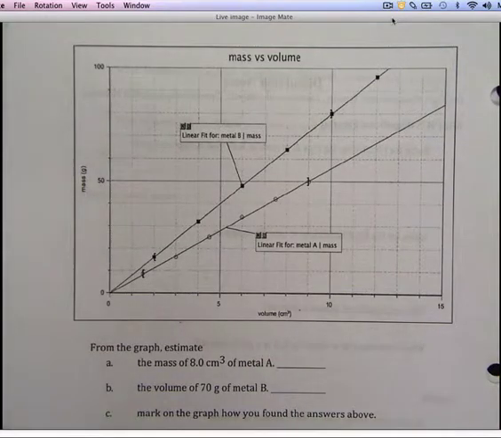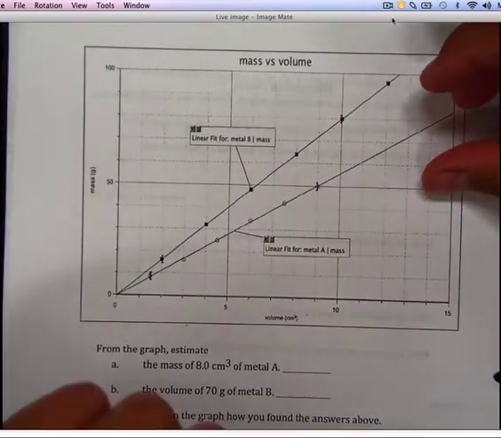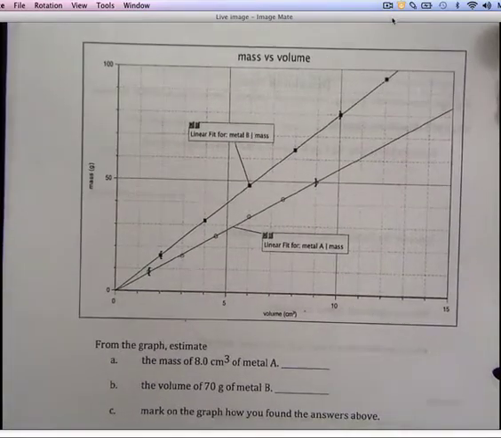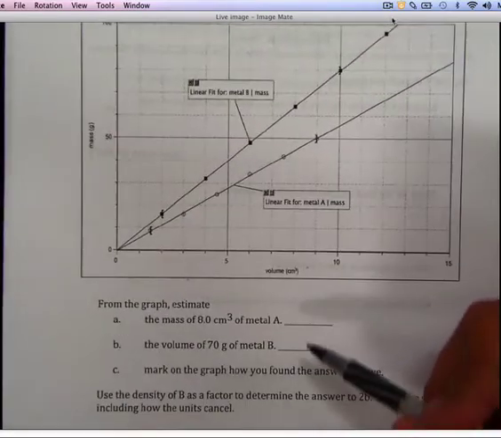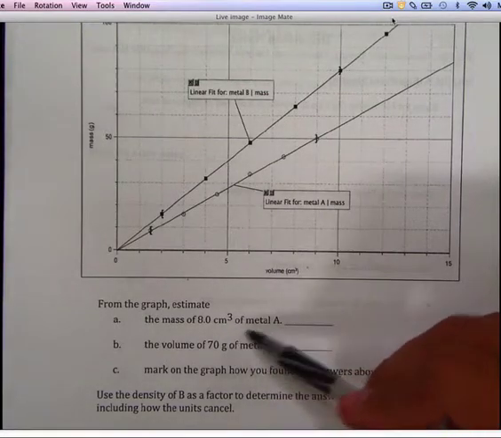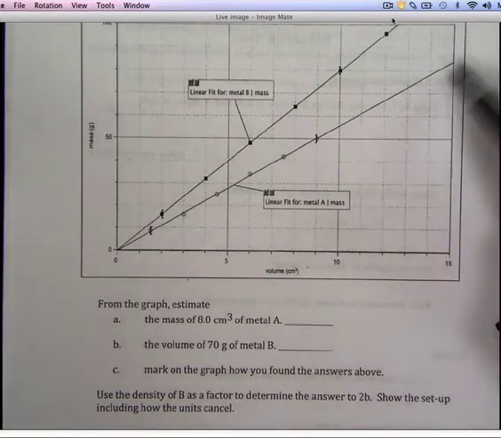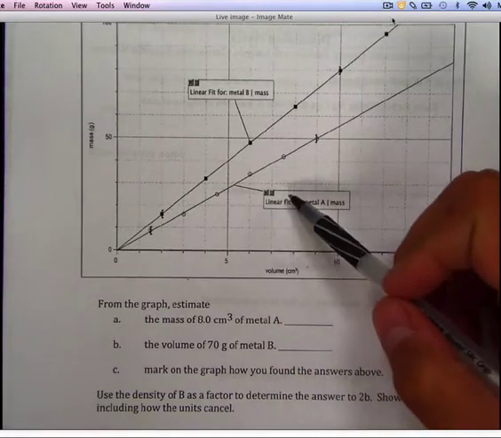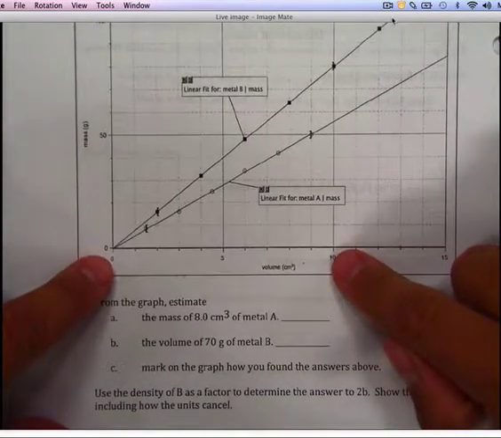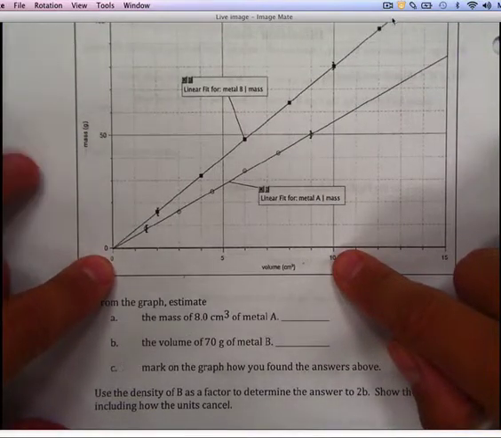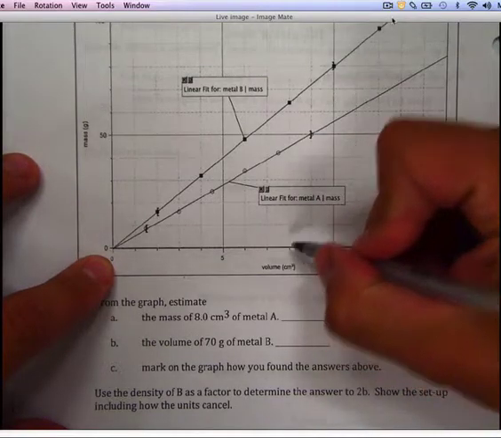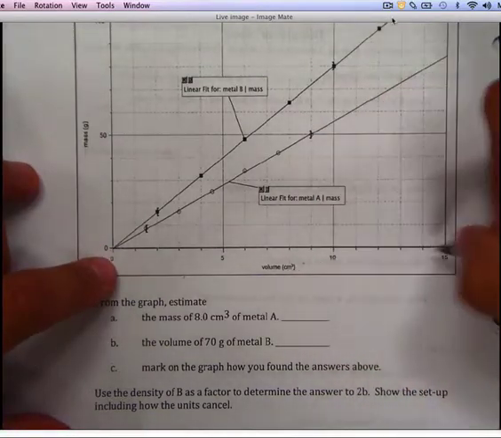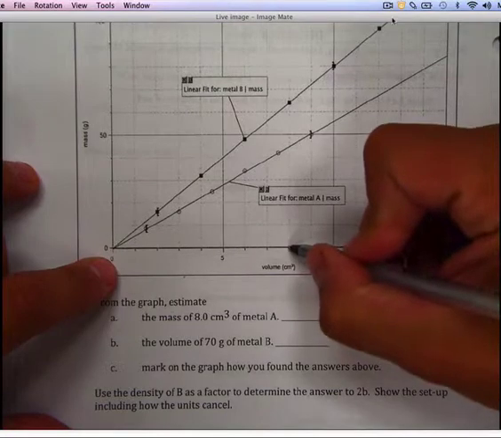How do you find different points on here? And that's kind of what we're going to go over, and how to figure out mass and density and volume if you need to. So if I look at the first question here, from the graph, the mass of 8 cubic centimeters of metal A. So I'm going to use this line, and I want to find 8 cubic centimeters. I look at my intervals down here, and the intervals go up by 1, so 8 cubic centimeters should be here.